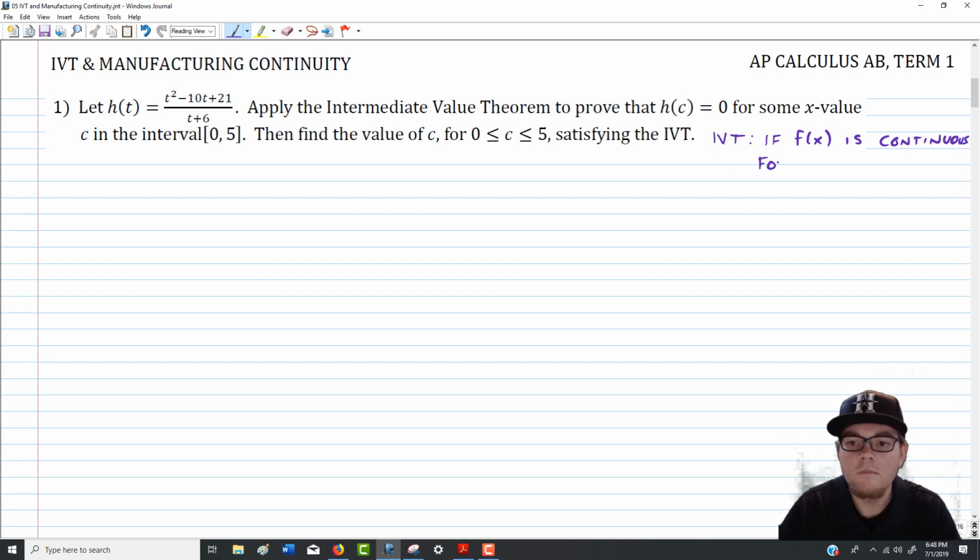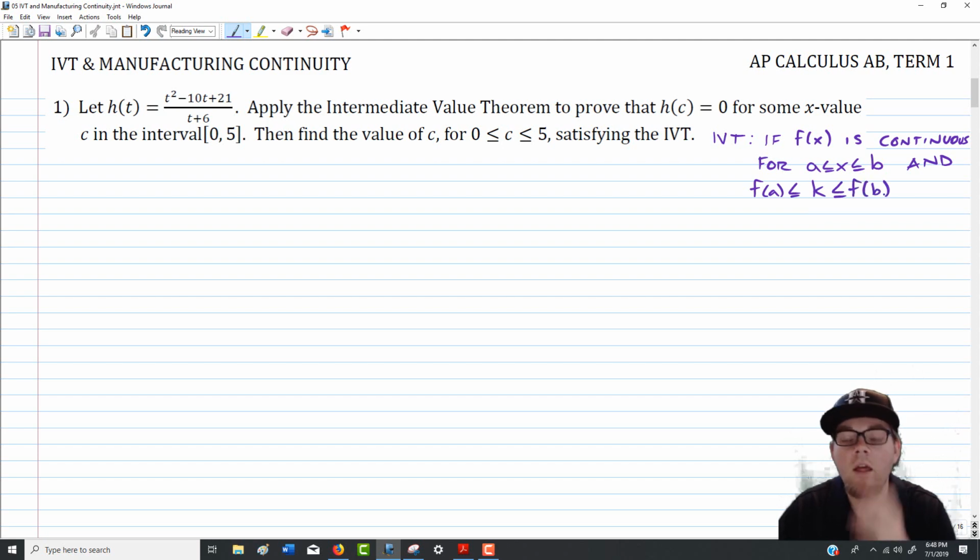for x values between x equals a and x equals b, and f of a is less than or equal to, let's say k, is less than or equal to f of b. In other words, we're saying that there's some function value k that's between the two endpoints. And for this case, without loss of generality, we could also say f of b is less than or equal to k less than or equal to f of a. It doesn't matter which order they fall in.